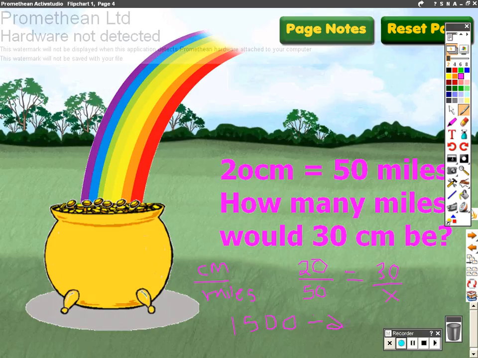And if you remember from earlier in the year, because they both end in 0, a quick math trick is to cut off the 0. So 150 divided by 2 is, well, if you had $1.50 to split between you and a friend, you would say 75. So how many miles would 30 centimeters be? It would be 75 miles.